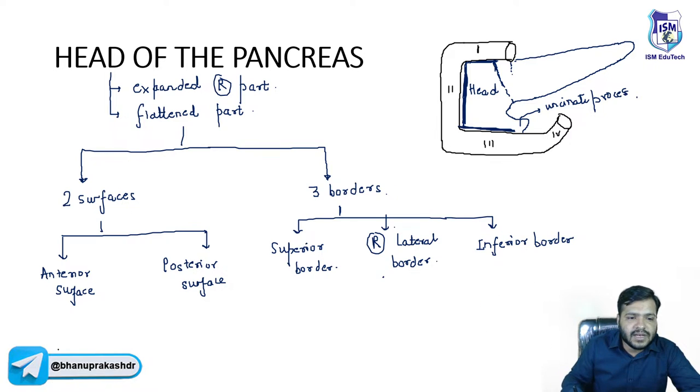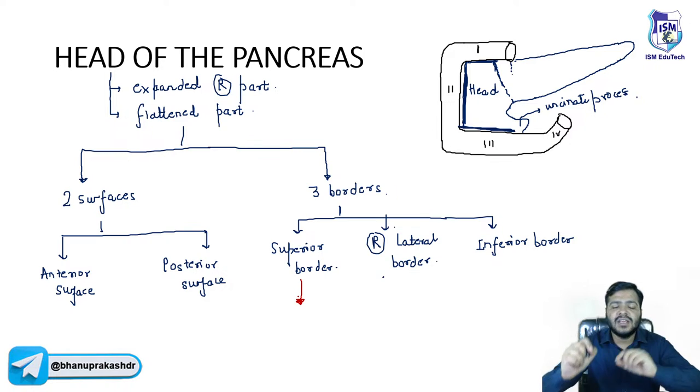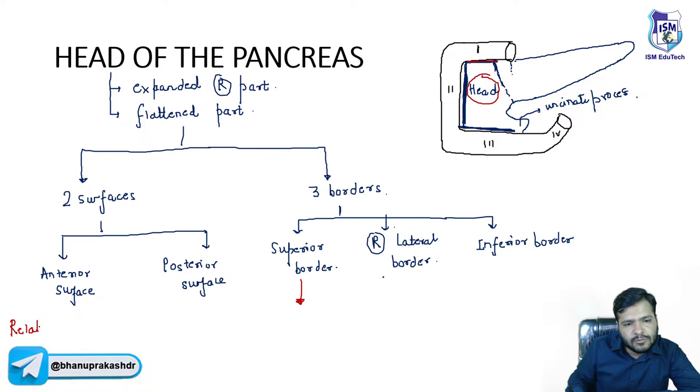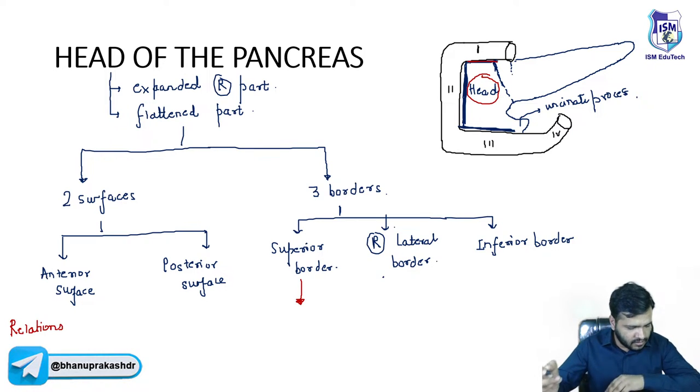Now, coming on to the relations, beta. Use your brain and tell me, the superior border of the head of the pancreas, it is related to which structure? The upper border. Tell me the relations. We are now going to talk about the relations, beta. We will cover the relations quickly here. Tell me the relations quickly.